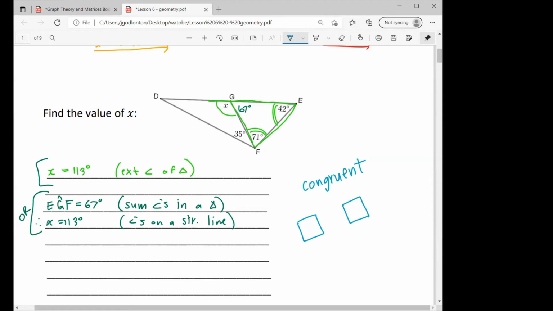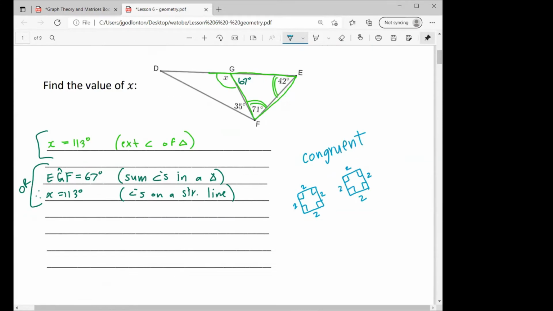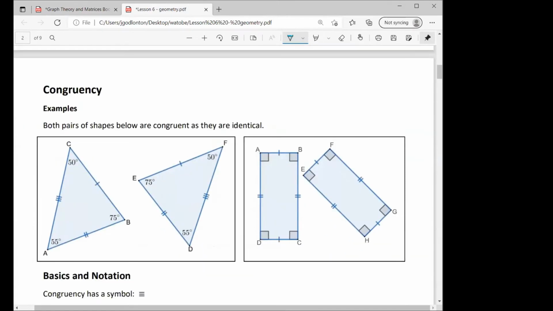That means they have the same sides. So if this was 2 and this was 2 and this was 2 and this was 2, then this also has to be 2, that has to be 2, that has to be 2. All of the angles have to be the same. If those were all 90 degrees, these would all have to be 90 degrees. And so those two shapes have to be exactly the same in every single way. Okay, so let's have a look at some more congruency.